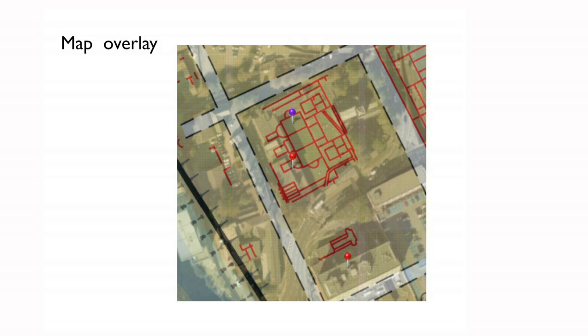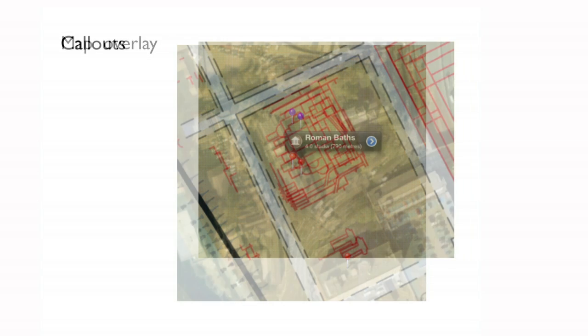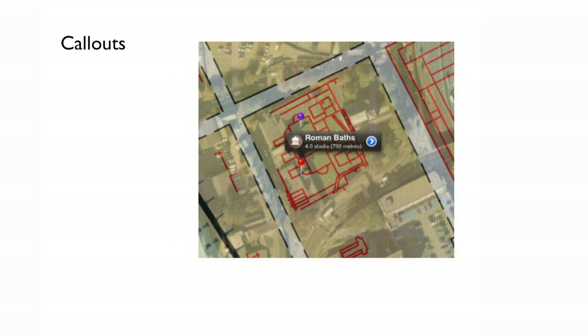So zooming on the area that I was looking at earlier, which is where the baths are, you can see a plan drawing of where the archaeologists have found, and some of these are quite plain to see nowadays, where the Roman baths were. And when you tap on one of the pins to get the callout, keeping in spirit, it tells you how far away from where you are in stadia. But if you're not so familiar with that, it also provides that in meters.